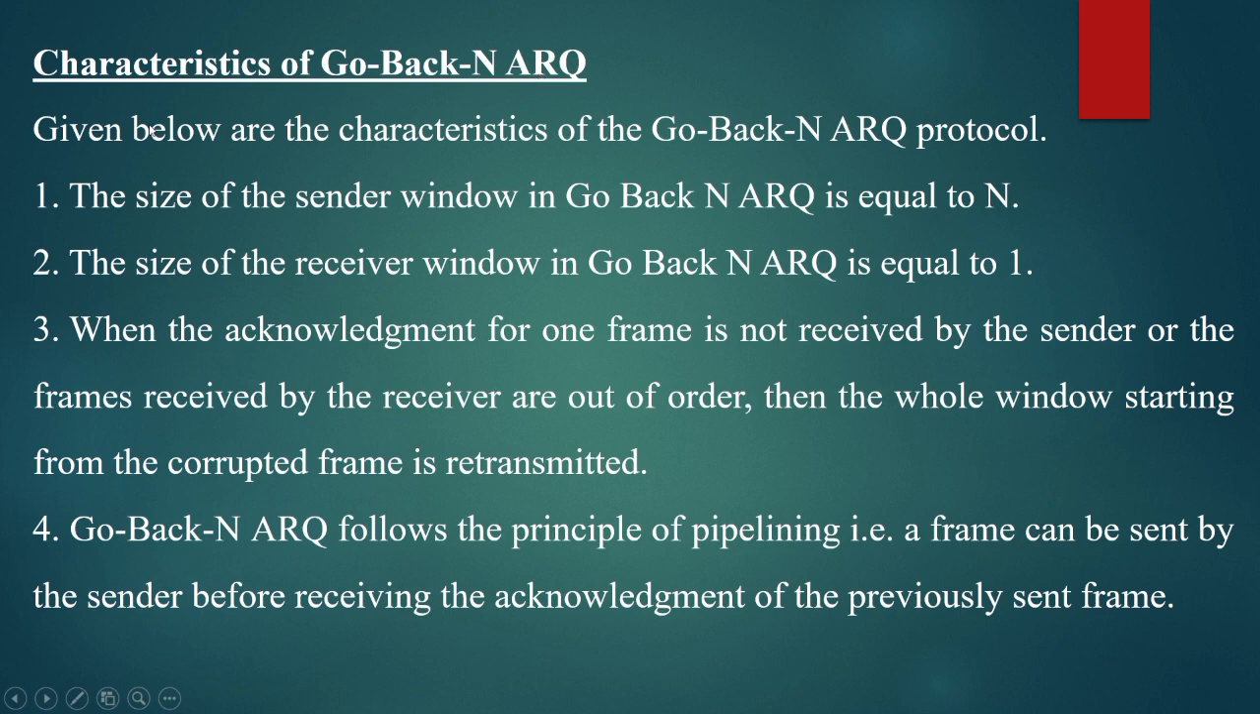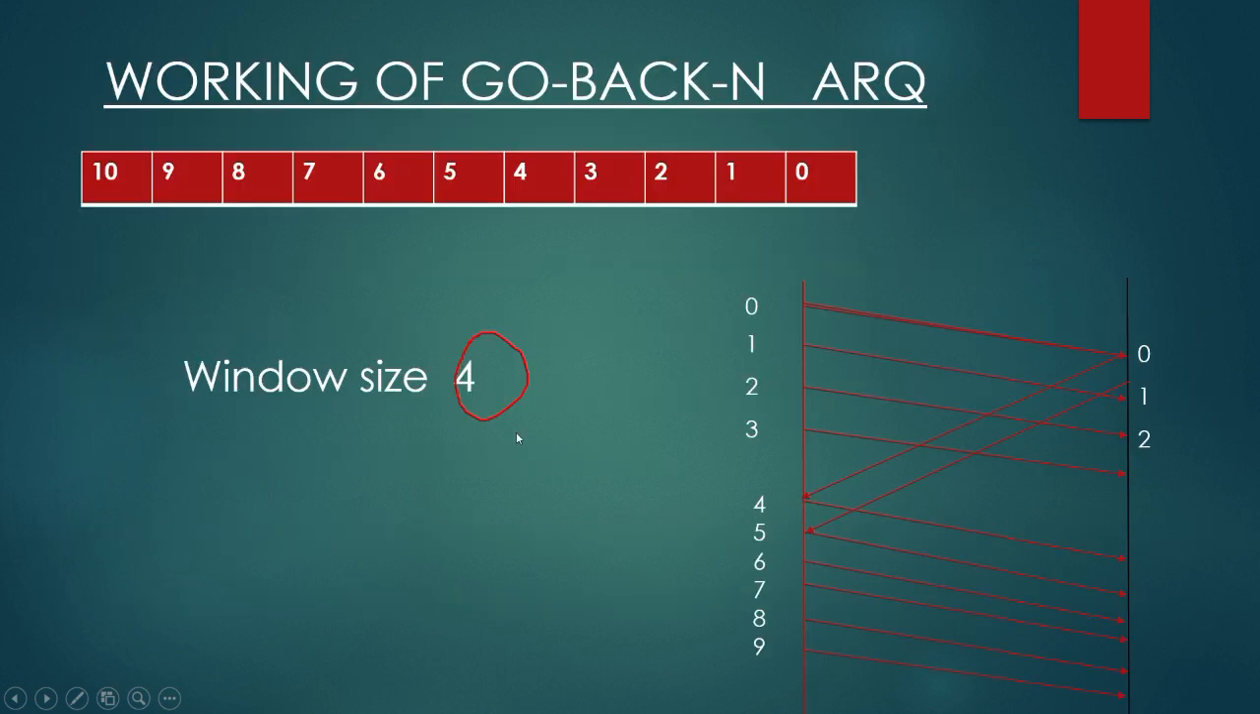Characteristics of go back N ARQ. The size of the sender window in go back N ARQ is equal to N. The size of the receiver window in go back N ARQ is equal to 1. When the acknowledgement for one frame is not received by the sender or the frames received by the receiver are out of order, then the whole window starting from the corrupted frame is retransmitted. Go back N ARQ follows the principle of pipelining, that is, a frame can be sent by the sender before receiving the acknowledgement of the previously sent frame.